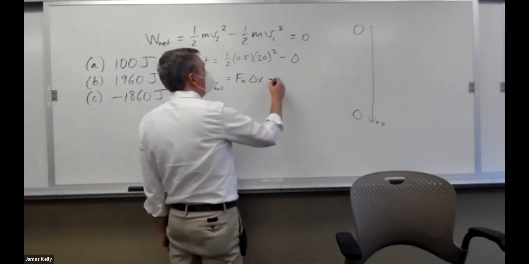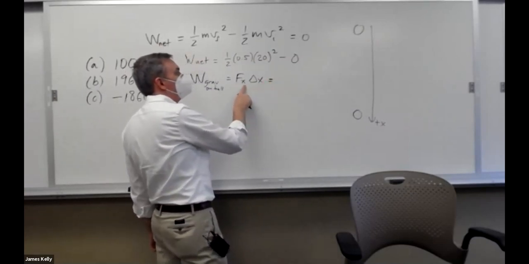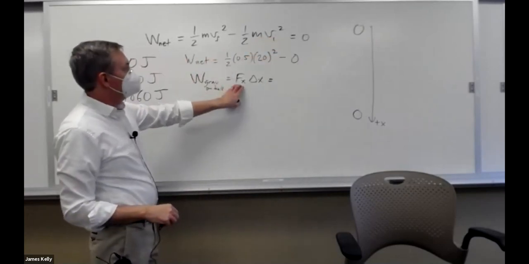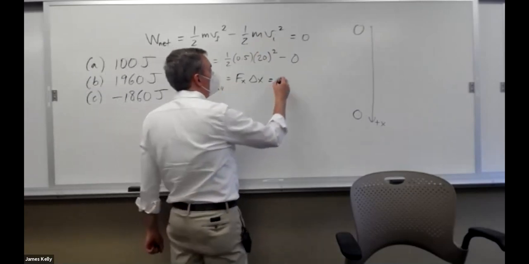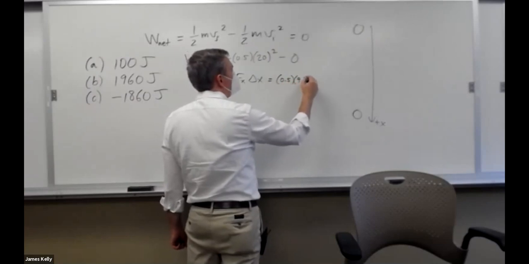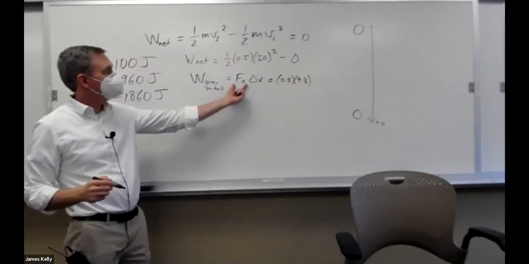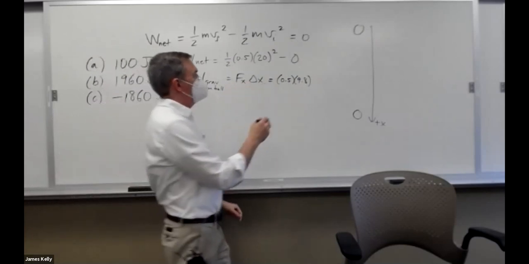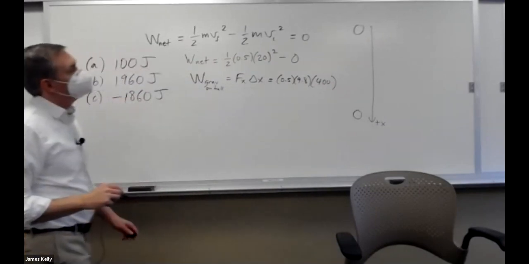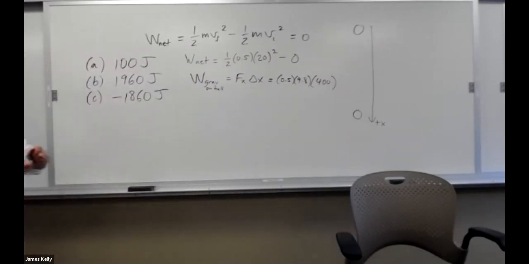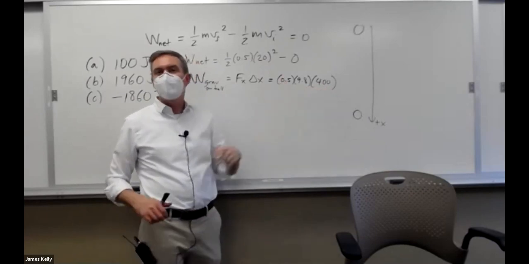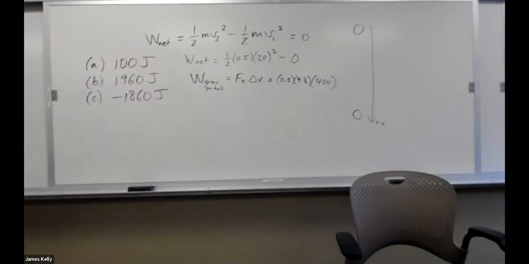And Fx, the gravitational force x component, well, it's all along the x direction. It's positive. And the gravitational force is the weight of the ball. So that's going to be 0.5 kilograms times 9.8. That's Fx, it's positive, times delta x, which is 400. So it's a little bit less than, this is close to 10 times 400 is 4,000 times 1/2 is 2,000, a little bit less than 2,000. Makes sense.